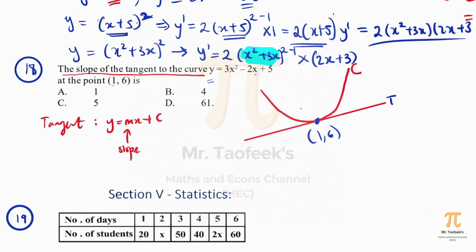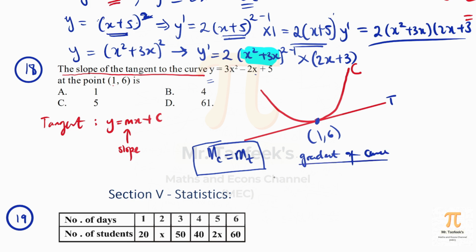The gradient of a curve, the slope of a curve at a particular point, is equal to the gradient of the tangent at that point. So let's find the gradient of the curve. To find the gradient of a curve, the first thing is you have to find the gradient function, and the gradient function is found by differentiating the function.